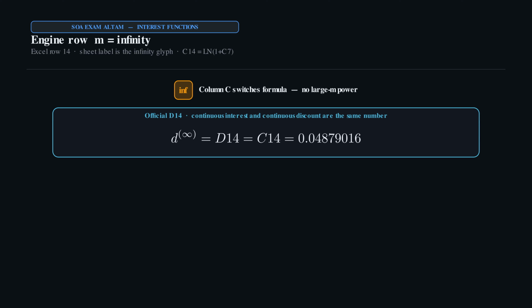D14 equals C14. Continuous discount is the same number as delta, 0.04879016. That is the meeting point. i upper M has been falling towards 0.04879016, and d upper M has been rising toward it.